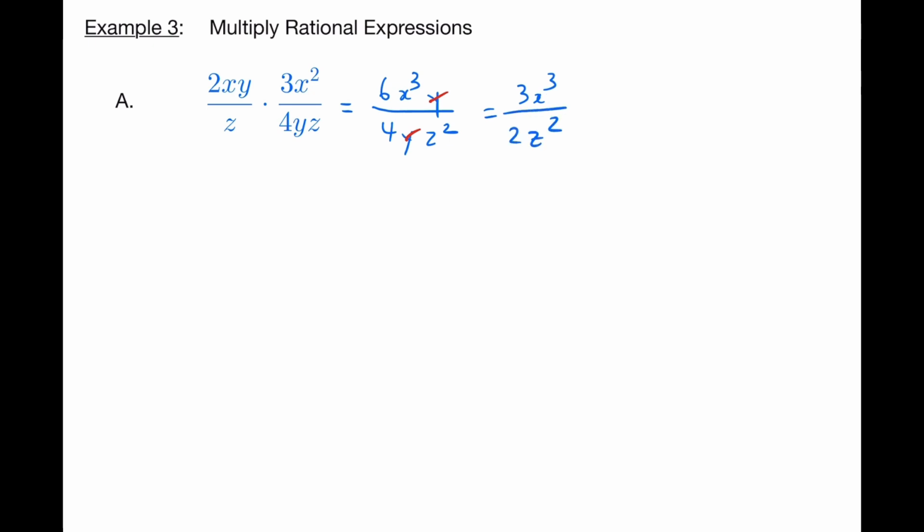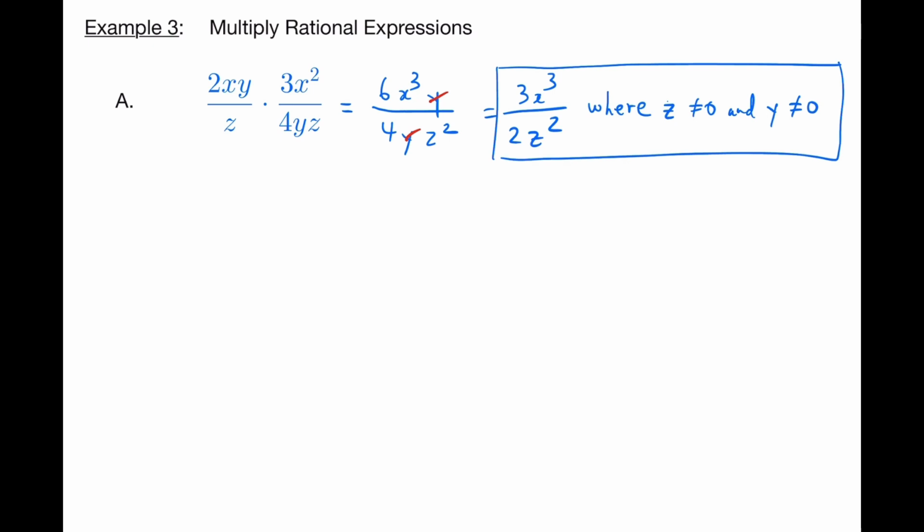Now, the one thing that we have to recognize is the possible domains. z cannot equal 0, y cannot equal 0. So we would say that the answer is 3x cubed over 2z squared, where z does not equal 0 and y does not equal 0. Okay, so that is our answer for this example. And moving on.